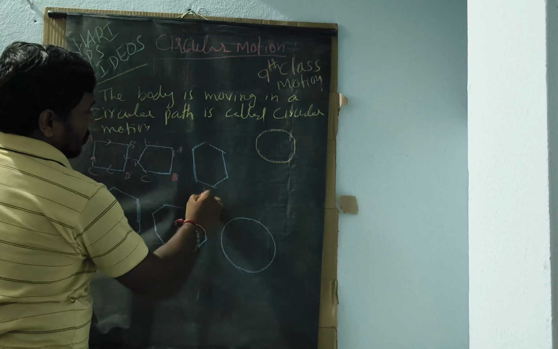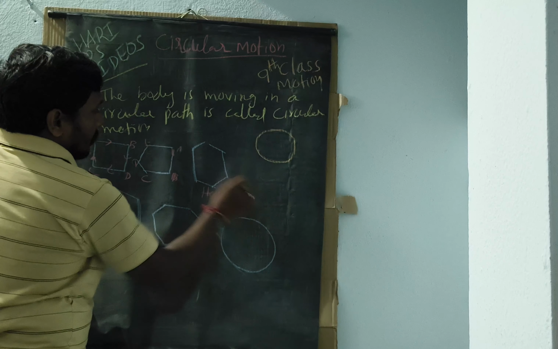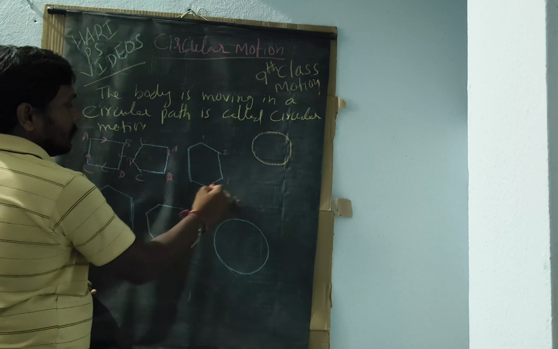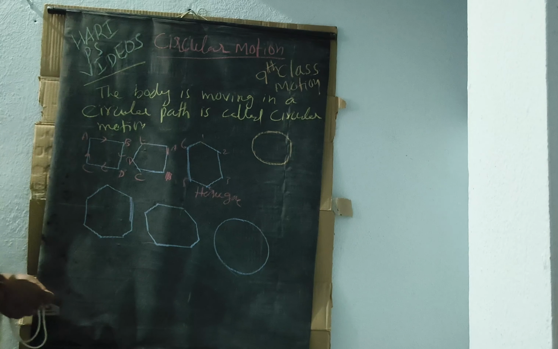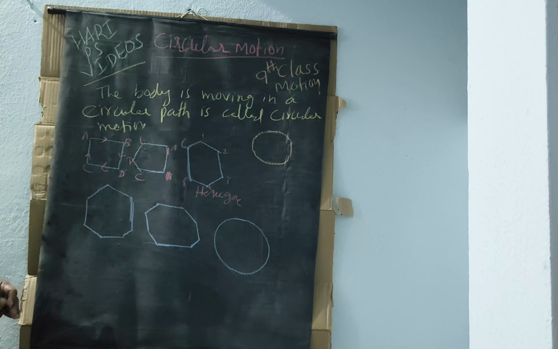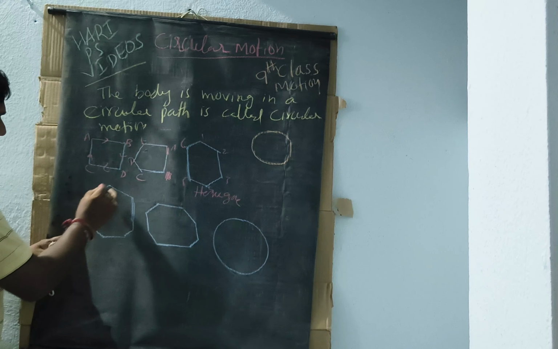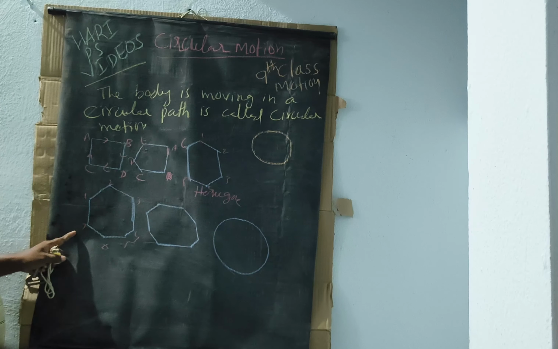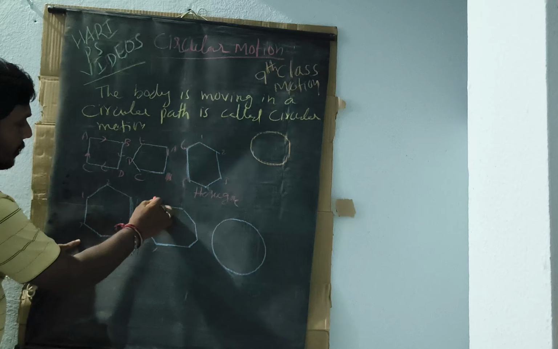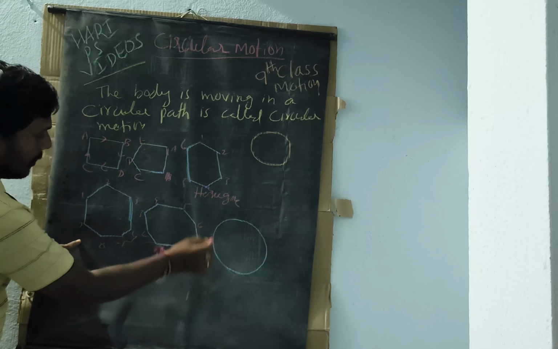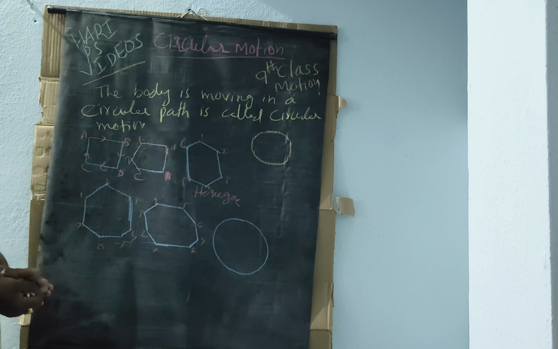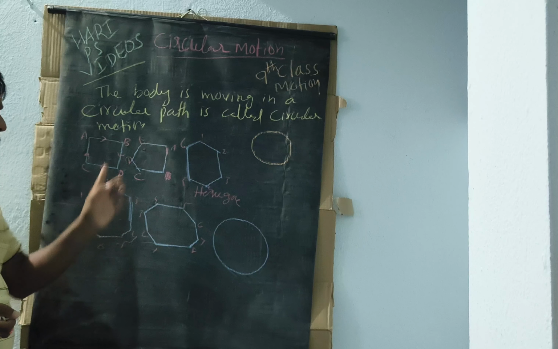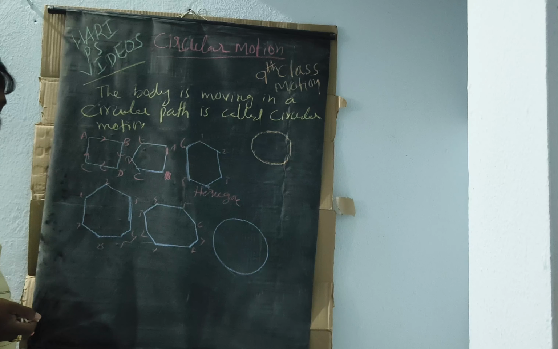Here, a hexagon. How many times is he able to turn? 1, 2, 3, 4, 5, 6. Here the track changes: 1, 2, 3, 4, 5, 6, 7 times, a heptagon. Then here 1, 2, 3, 4, 5, 6, 7, 8, an octagon. So when the sides increase, what will happen? The number of turns, or the changes in direction, increases.